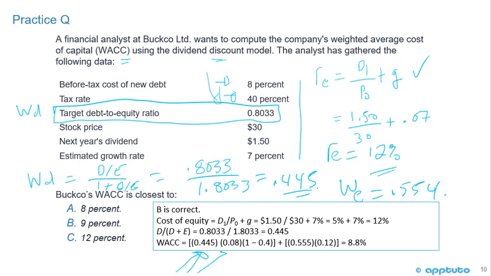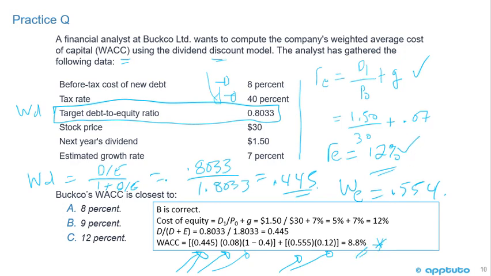And then we're going to solve the weighted average cost of capital, which is the weight of the debt, 0.445, times the cost of the debt, 0.08, which we've got, times 1 minus the tax rate, plus the weight of the equity, 0.555 or 554, doesn't matter, times our cost of the equity, which we calculated as 12%, and we're going to get 8.8%.